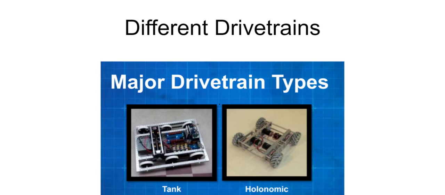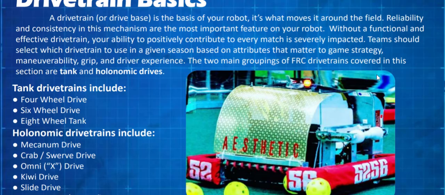So you've got forward and backward, let's say that's the y-axis, and you've got turning, and then you have your strafing, which is the x-axis. And of course a combination of that, so it can actually strafe diagonally at any angle. So that's what a holonomic drivetrain is. You might have seen them labeled with different names, but the essence is the same. And we'll be covering all of those today.